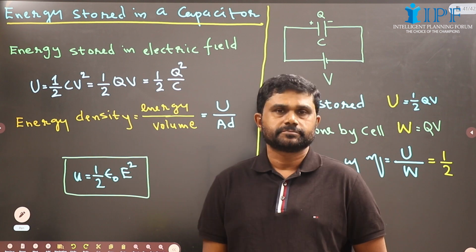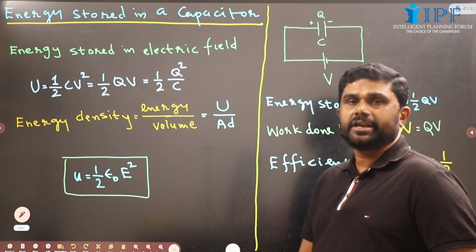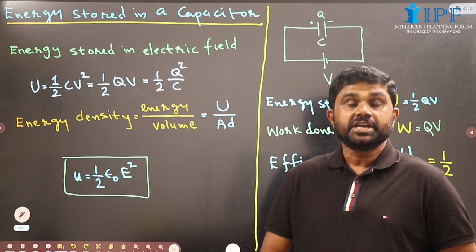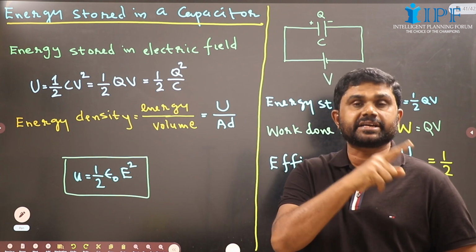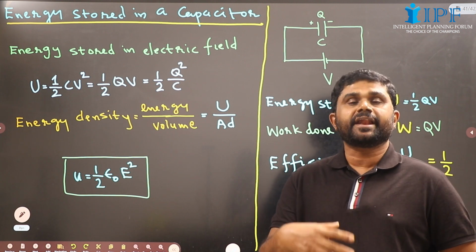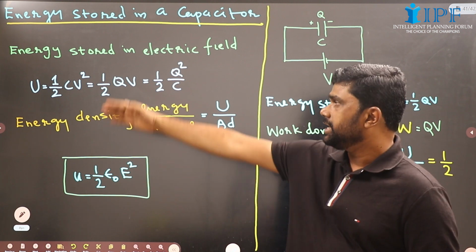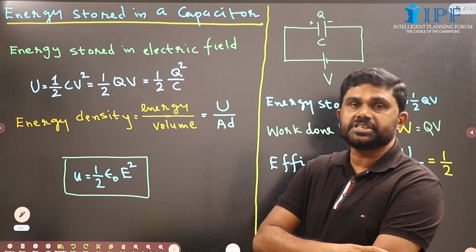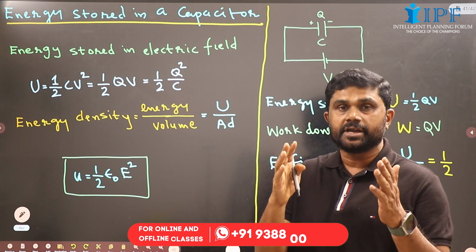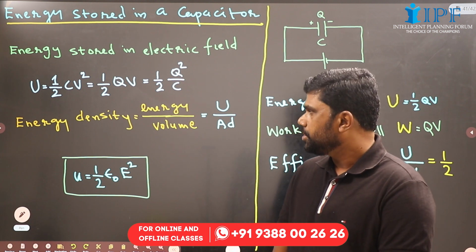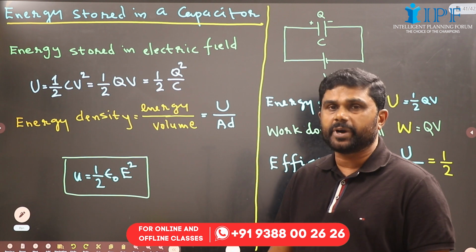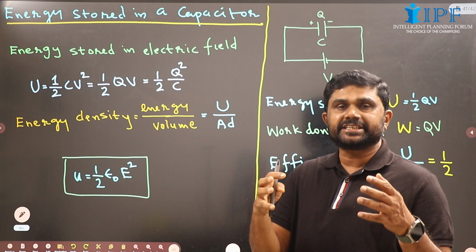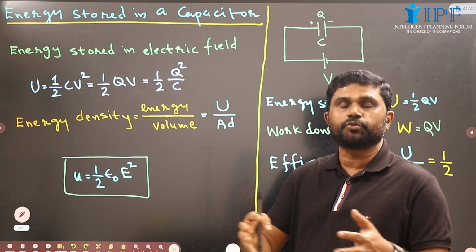Now children, capacitors store energy in electric fields. Inductors store energy in magnetic fields. What is the energy stored in a capacitor? That is represented by capital U, and it is equal to half CV square, where C is the capacitance and V is the voltage between its plates. It can also be written as QV by 2 or half Q square by C. Now see, energy density means that is the energy per unit volume.